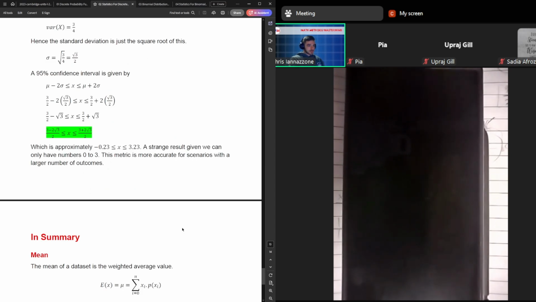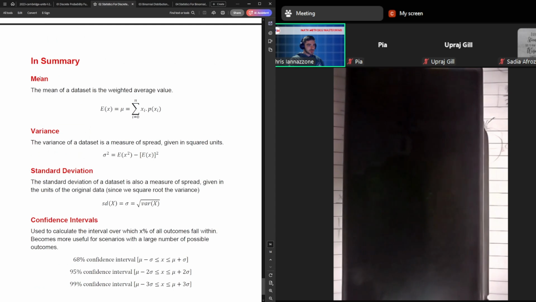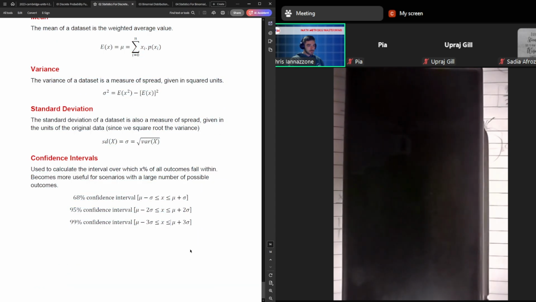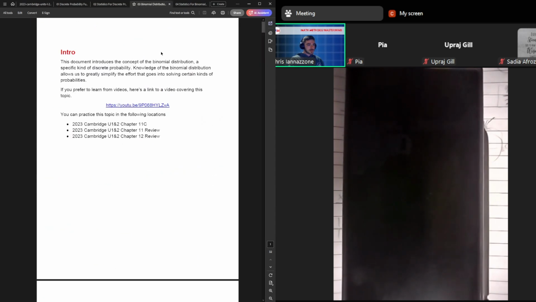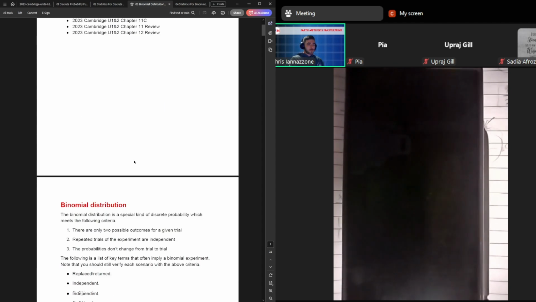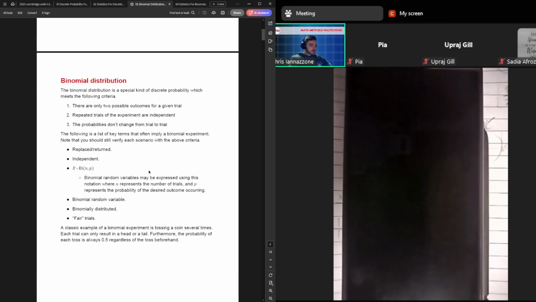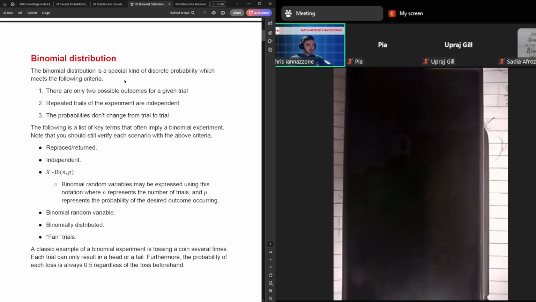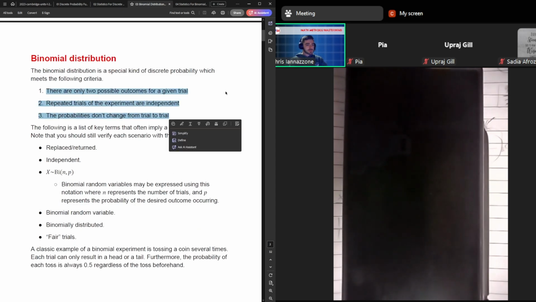Okay, that's that really. Those are all the statistics there. Now on to binomial, which is a subset of discrete. What binomial is all about is a special kind of discrete probability that meets these criteria here. Binomial means there can only be two possible outcomes.